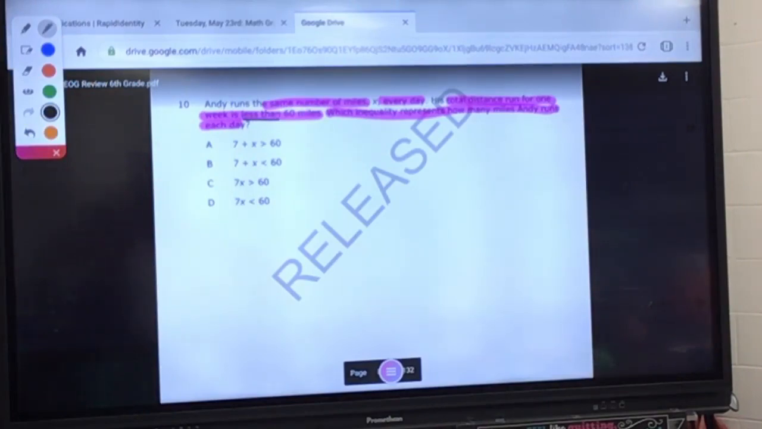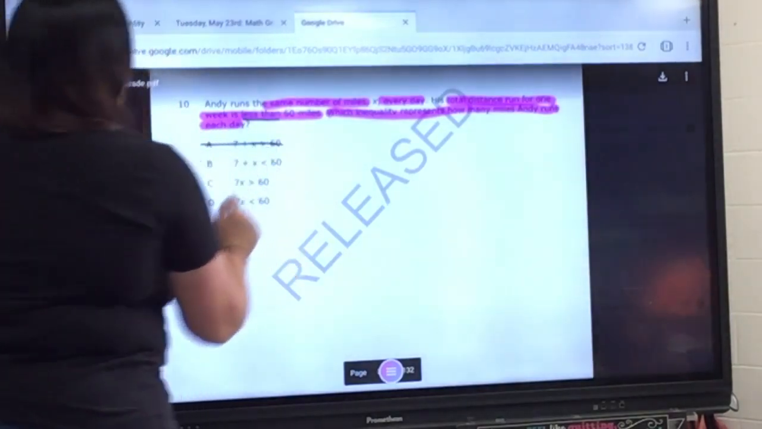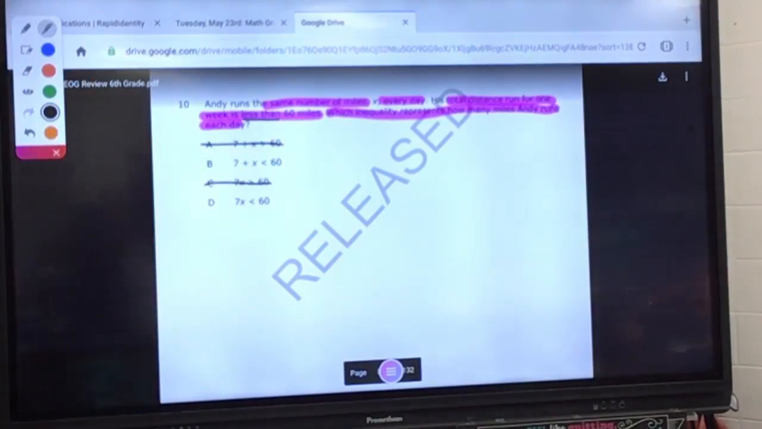How do we know that one is wrong? Jonathan? Right, because in here it says less than. So we can get rid of A and we can get rid of C. So now, just by knowing what our inequality symbol is, we've given ourselves a 50-50 chance of getting this one right, correct? All right, so now we're looking at B and we're looking at D.